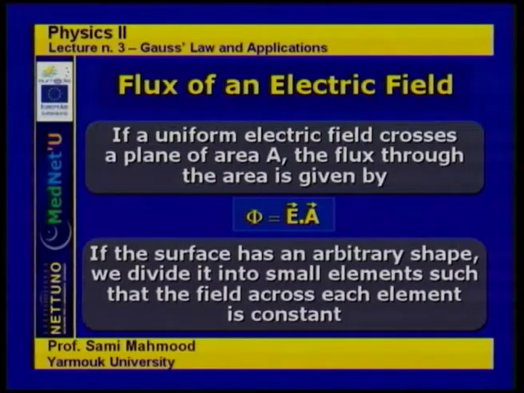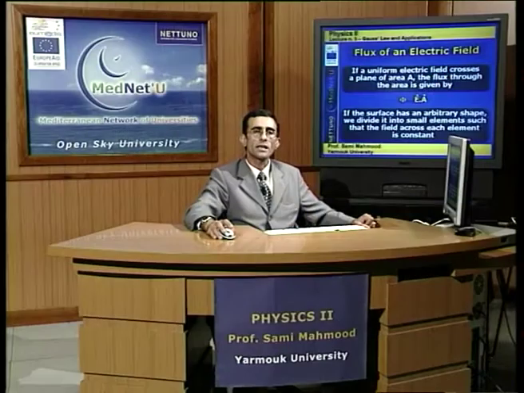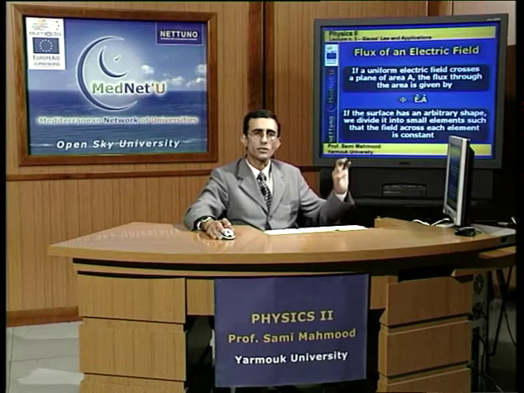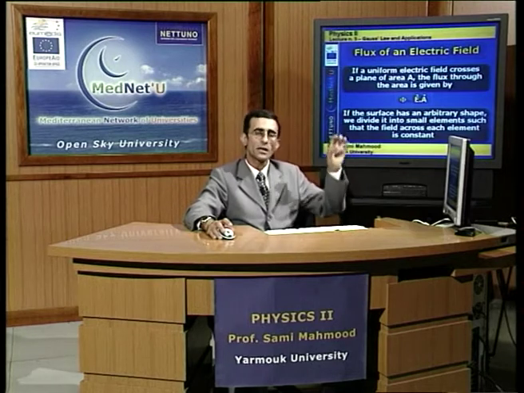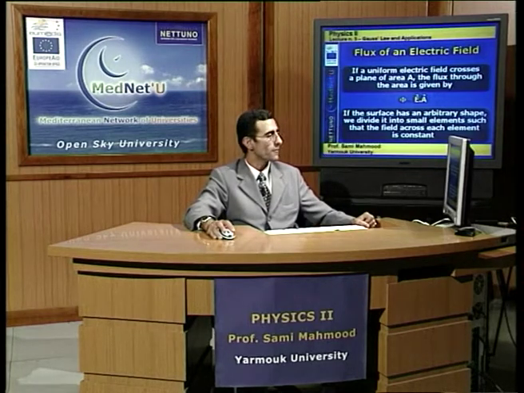Since this definition is concerned with the electric field which is uniform over the plane, if we have a surface of a general, arbitrary shape, where the electric field could vary from one point to another, in order to calculate the flux through that surface, we divide this surface into extremely small elements, such that the field across each element could be considered constant in magnitude and direction. And then we can deal with each element separately.